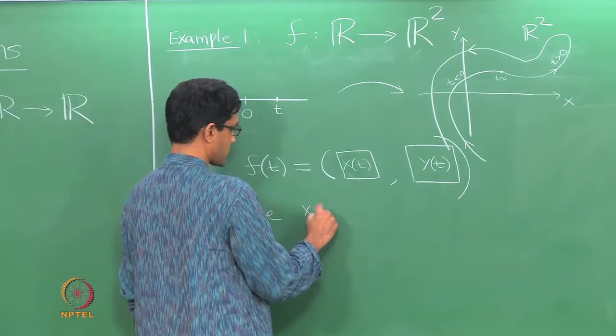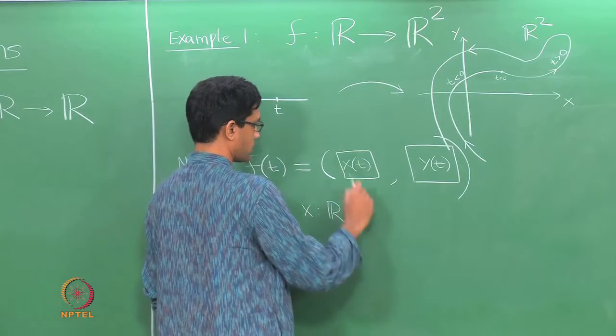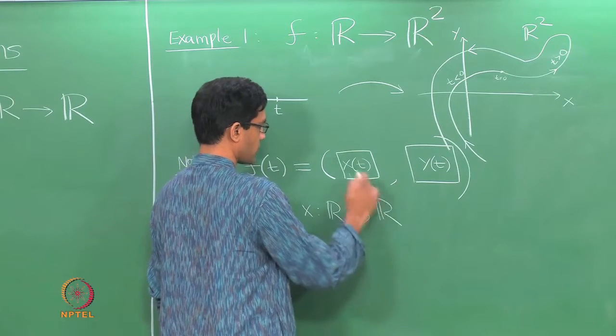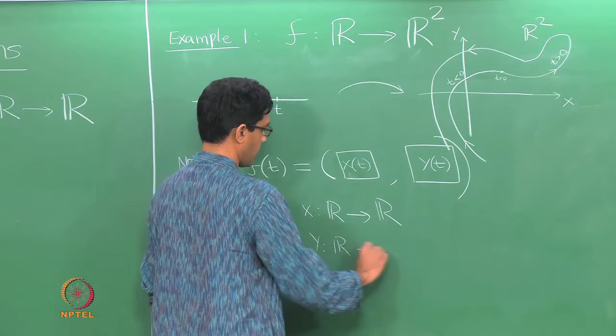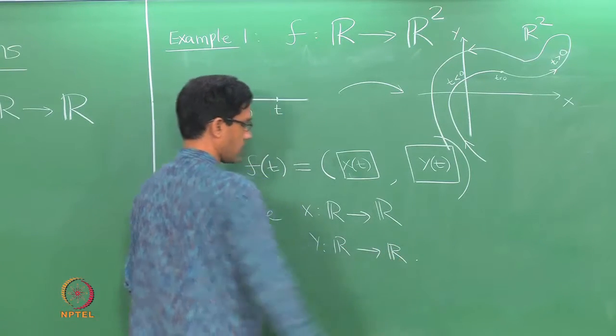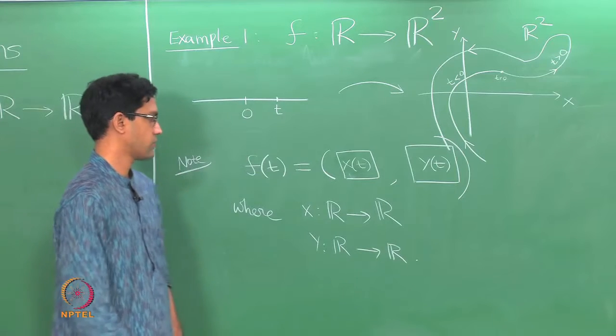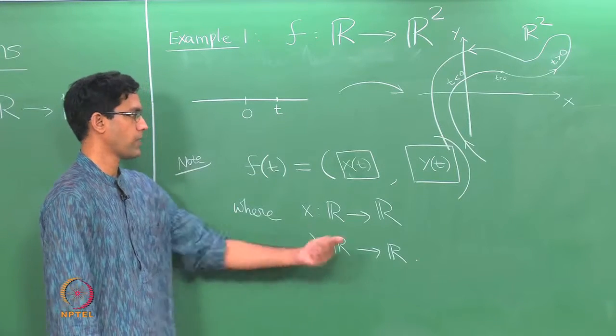You should think of x as being a function from R to R. For each value of time t, it gives you a single real number, the x coordinate, and y is now a function from R to R again. For each value of time t, it gives you some y coordinate.